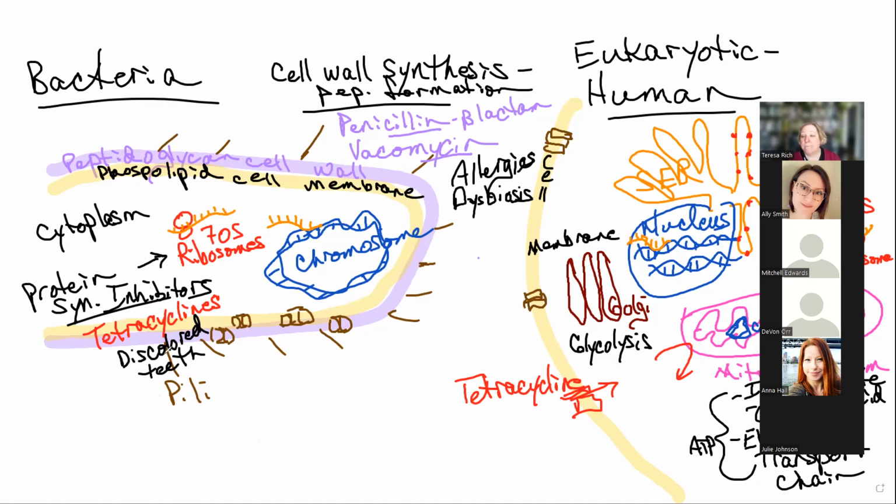Don't you have photosensitivity too? Oh, that's right. Yes, I forgot about the photosensitivity. And personally, I have no idea why that shows up. But yeah, you're right. They tell you when you're on tetracycline to stay out of the sun because you can develop a rash and different things. Sometimes with any drug, you just get these weird reactions.